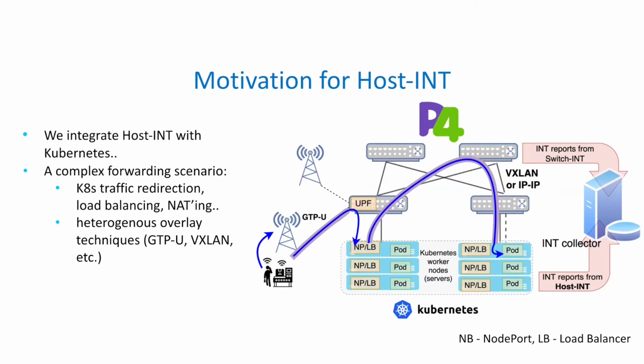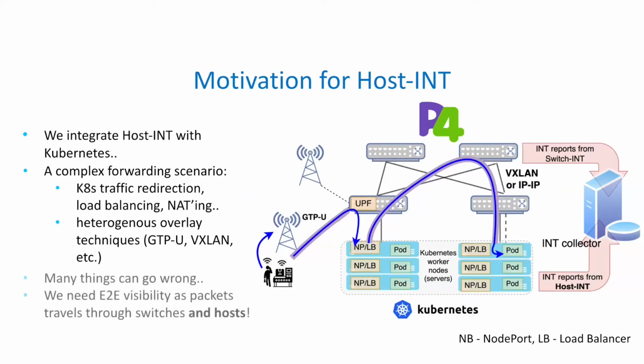Moreover, the INT implementation has to deal with heterogeneous overlay techniques. On the one hand, the mobile traffic is encapsulated into the GTP protocol, and on the other hand, Kubernetes might use different overlay protocols to redirect traffic between nodes. All of these factors cause a complex forwarding scenario in which packets are encapsulated using different tunneling protocols for different portions of the path. They travel through end hosts multiple times because of redirects, and they are also transformed using NAT in the middle of the path. So many things can go wrong in such a scenario, and that's why we need the Host-INT solution to have visibility into the network flows and to detect anomalies end-to-end.